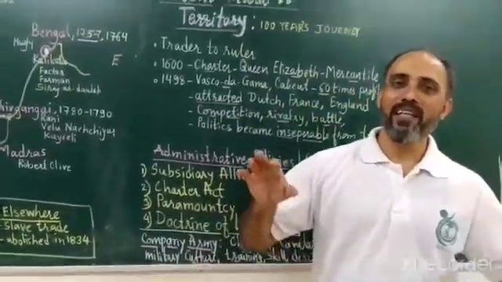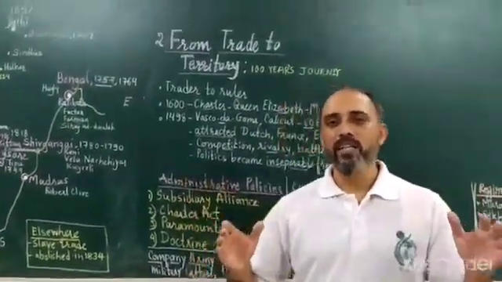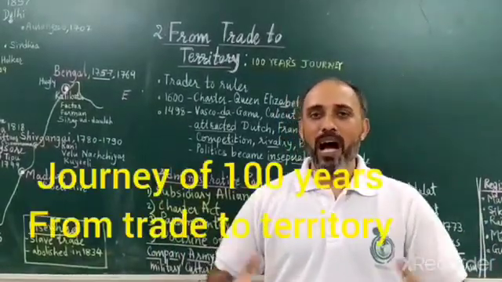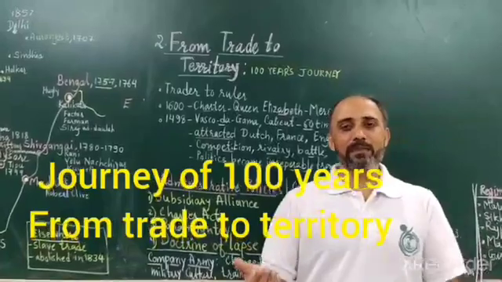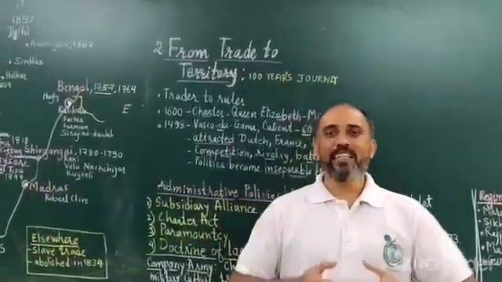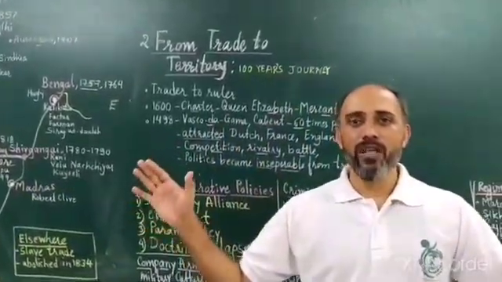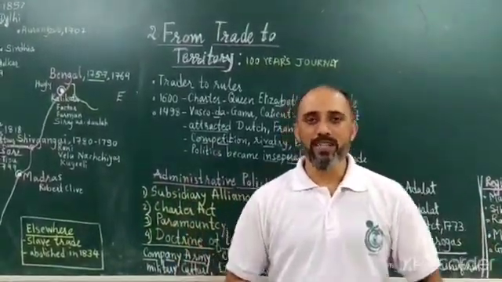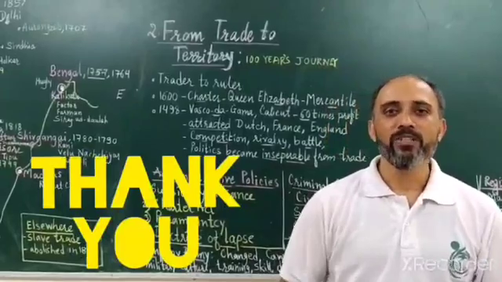So this is our lesson From Trade to Territory, the journey of 100 years of how the British East India Company came to India and became the ruler of India. So this is our lesson From Trade to Territory.